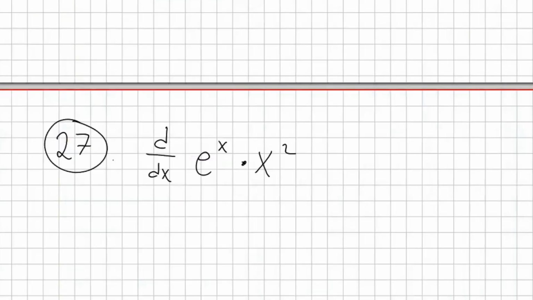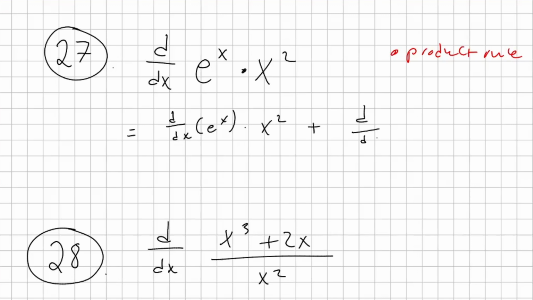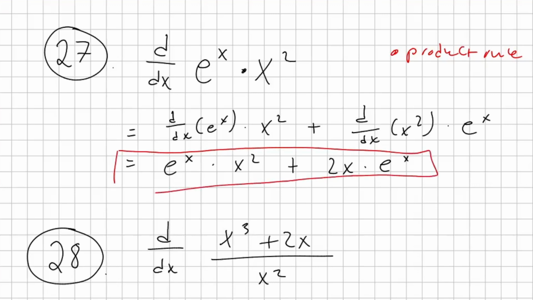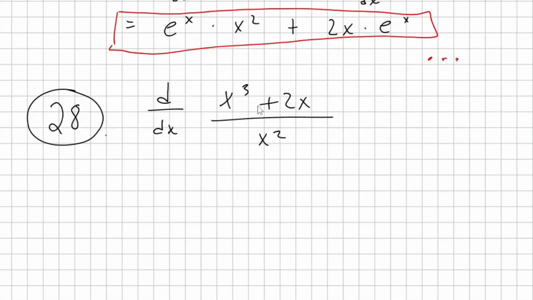Alright, so here we're being asked to take the derivative of e to the x multiplied by x squared. The way to do this would be the product rule. So it's going to be the derivative of e to the x multiplied by x squared, plus the derivative of x squared multiplied by e to the x. So it's going to be e to the x times x squared plus 2x times e to the x. This should be your answer, and you could potentially simplify further, but we're just going to leave it like this for now. So I'm going to put dot dot dot. If you could simplify it, go ahead please.